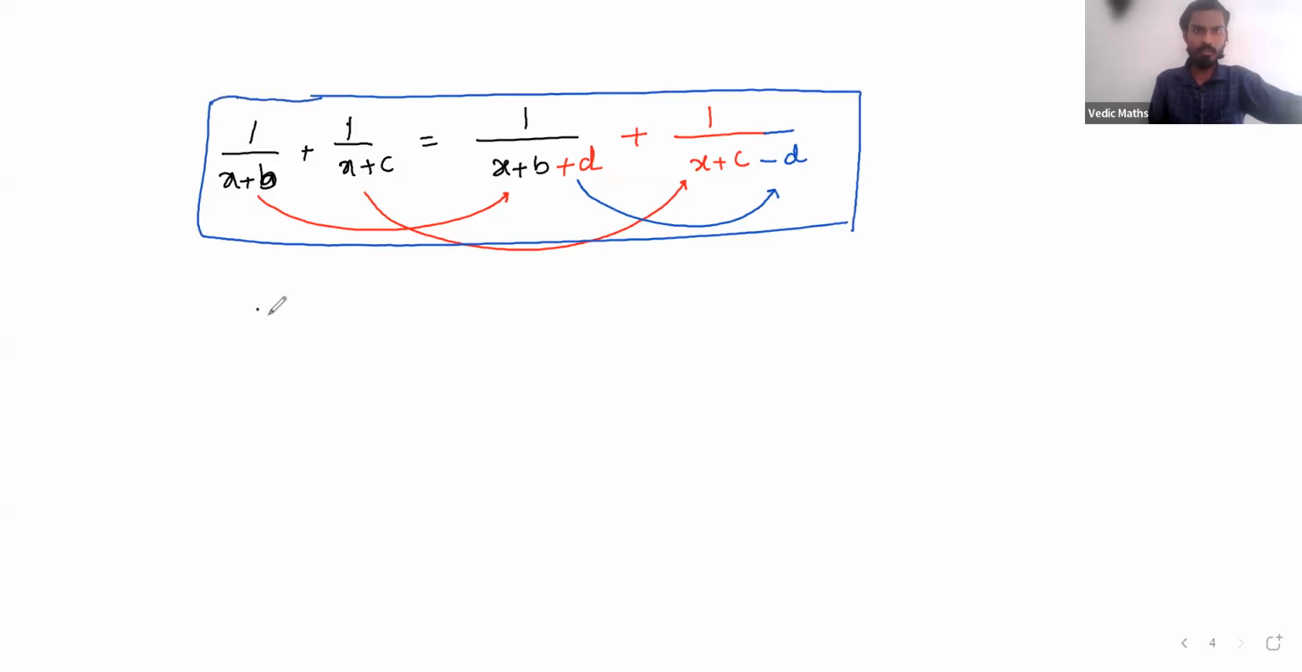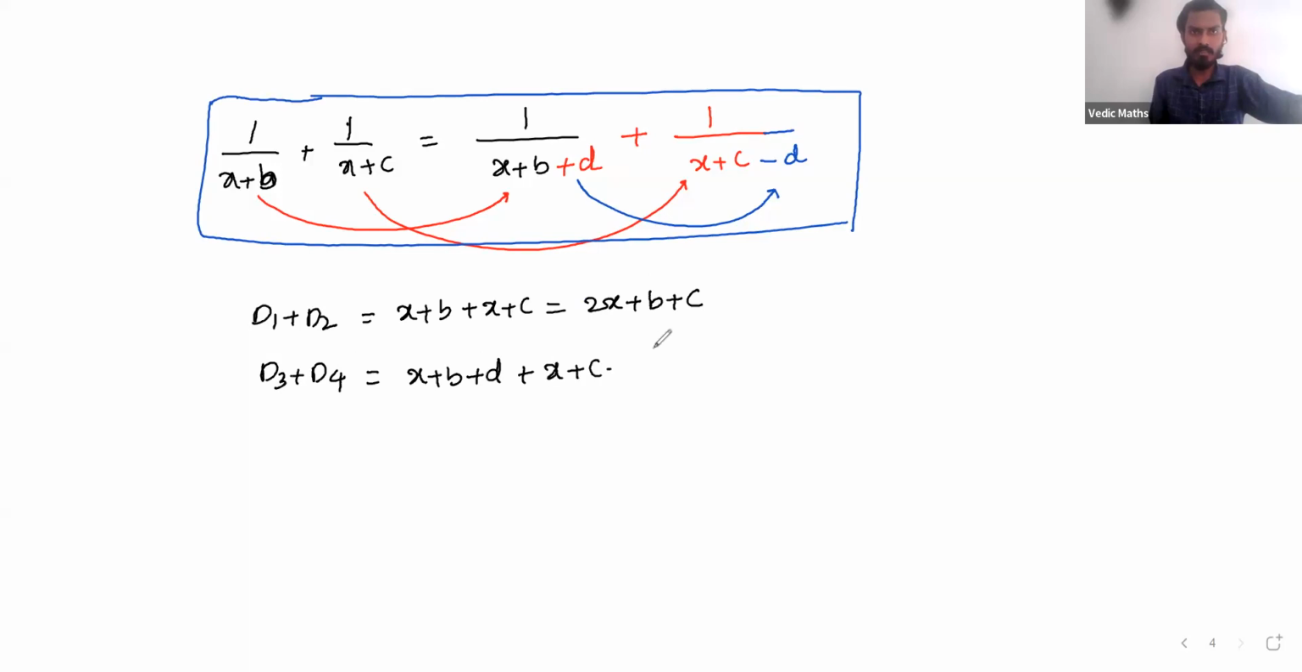So if you see here, d1 plus d2 and d3 plus d4, if you take them, that is x plus b plus x plus c, equal to 2x plus b plus c. And here x plus b plus d plus x plus c minus d, the d cancels out, giving 2x plus b plus c. So 2x plus b plus c you can put equal to 0. Then your x value is equal to minus half into b plus c.